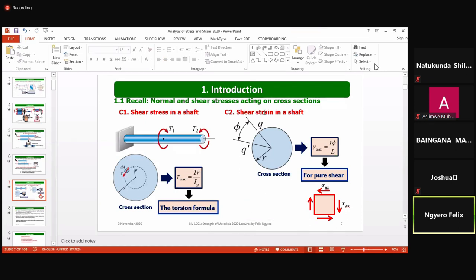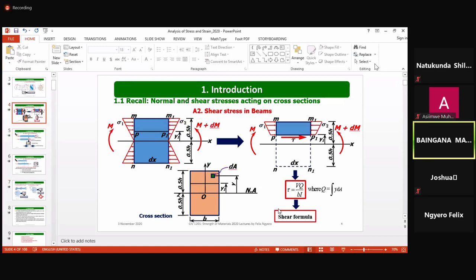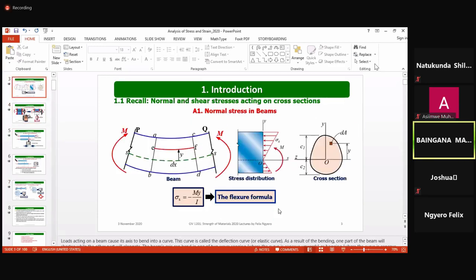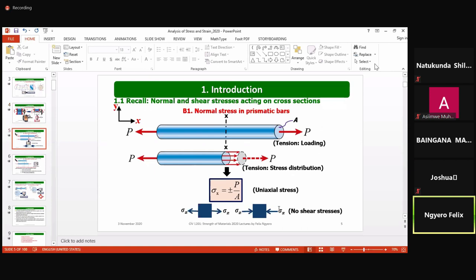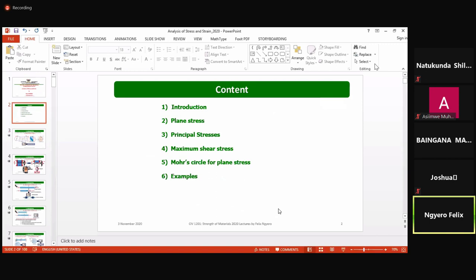So, any other question? Do we need to know calculations concerning Mohr's circle? Yes, you need to know. That will come later. Number five, on the content list. So meaning you can set a question about principal stresses and Mohr's circle.